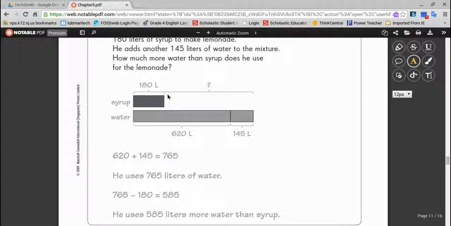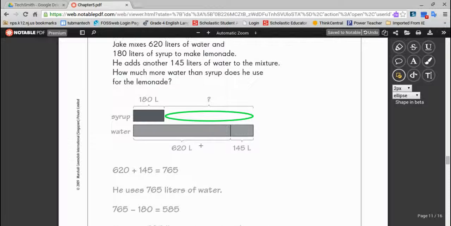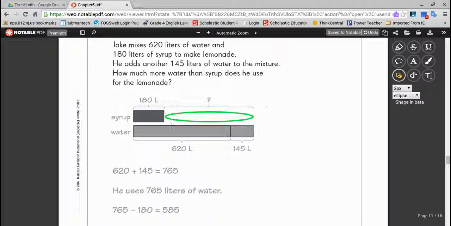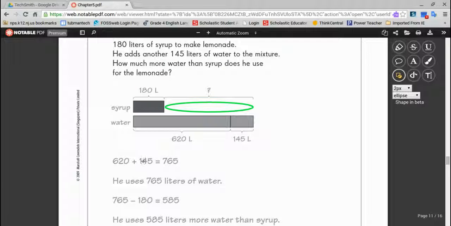So if I want to know how much more, that means I need to find this area right over here. They leave it as a blank, and what I like to do sometimes is I like to put a circle here to represent that empty space. Alright, so in this problem, in order to find this empty space, we have to first combine the water together. So that's why we added the 620 plus the 145. So 620 plus 145 equals 765.